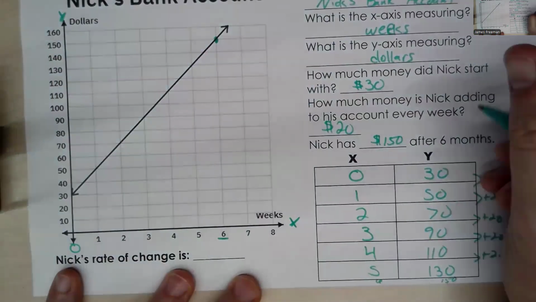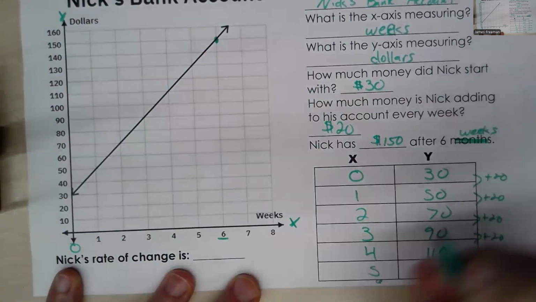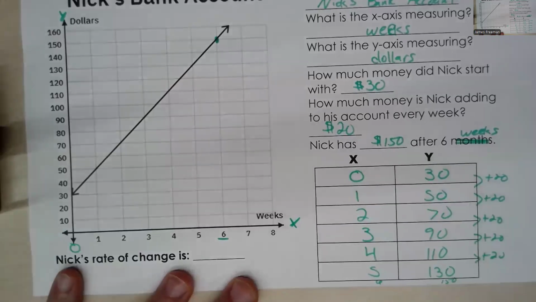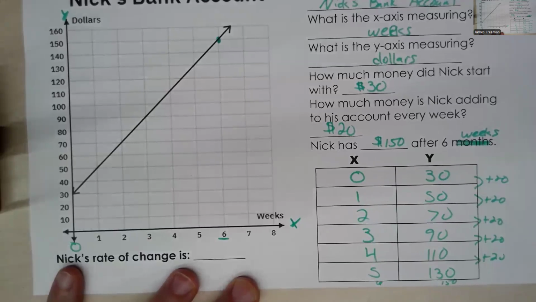All right. Hope you notice right here, this should say weeks, not months. All right. I'm gonna get that fixed on your copy. I'll make new copies after I make this video. Okay. But again, a graph is telling us information.